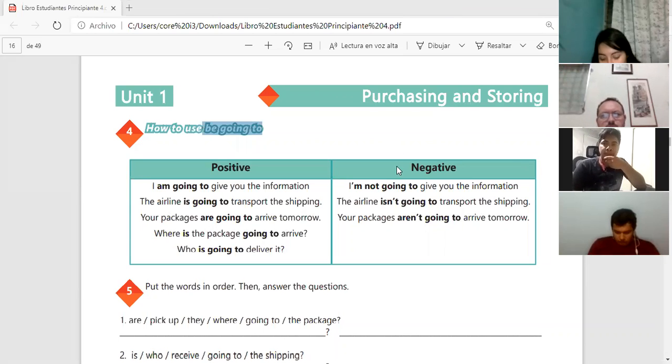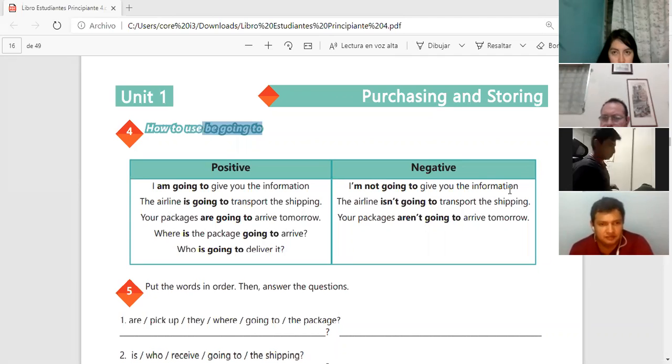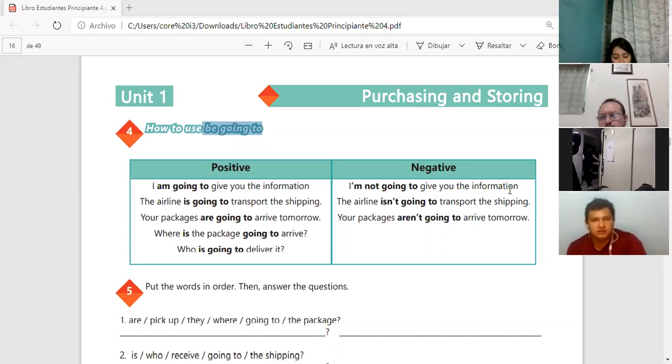Ahora, I'm going to choose someone. Adolfo. Adolfo, are you going to work tomorrow? Yes. I'm going to work tomorrow. Exactly. Yes, I'm going to work tomorrow. Now, Adolfo, where are you going to work? I'm going to work at the airport. Exactly. I'm going to work at the airport.